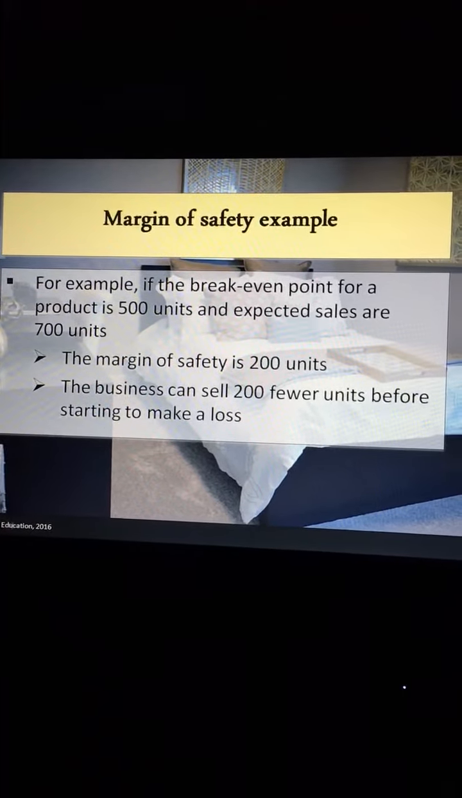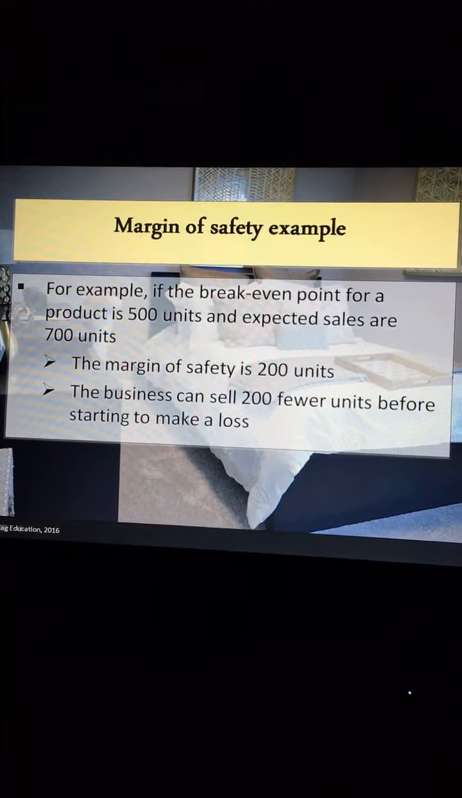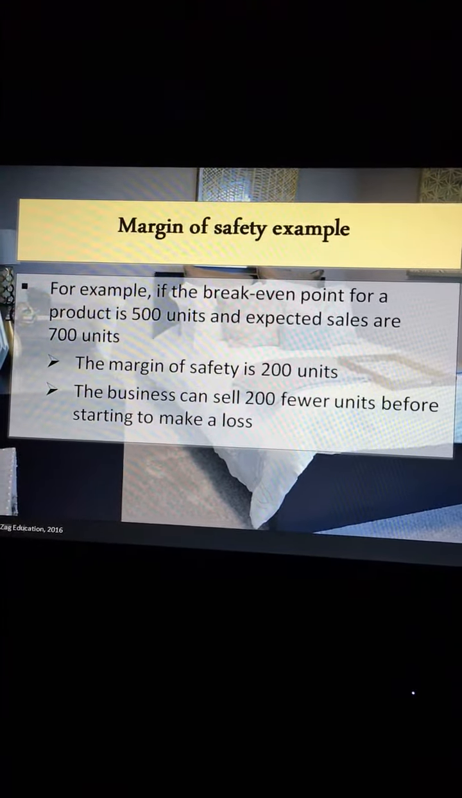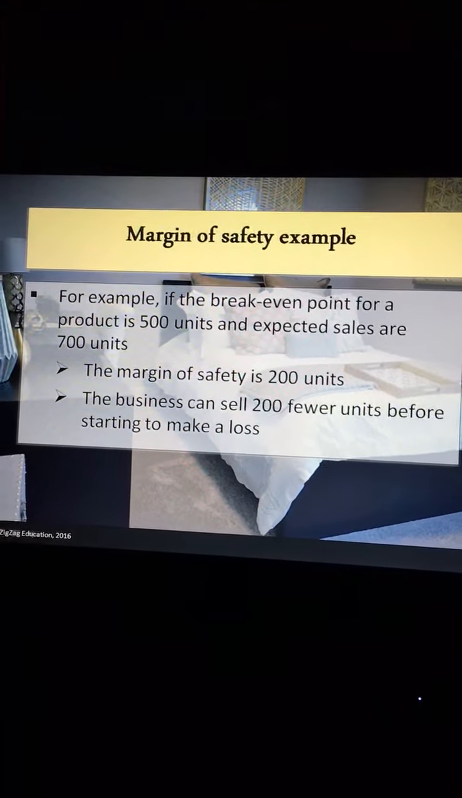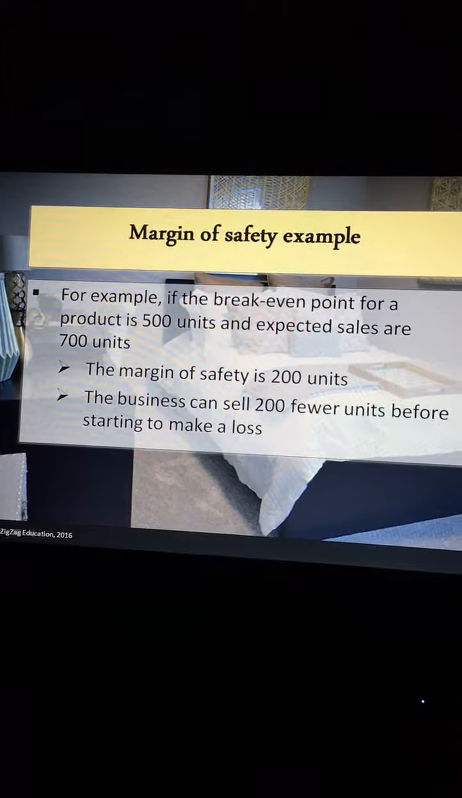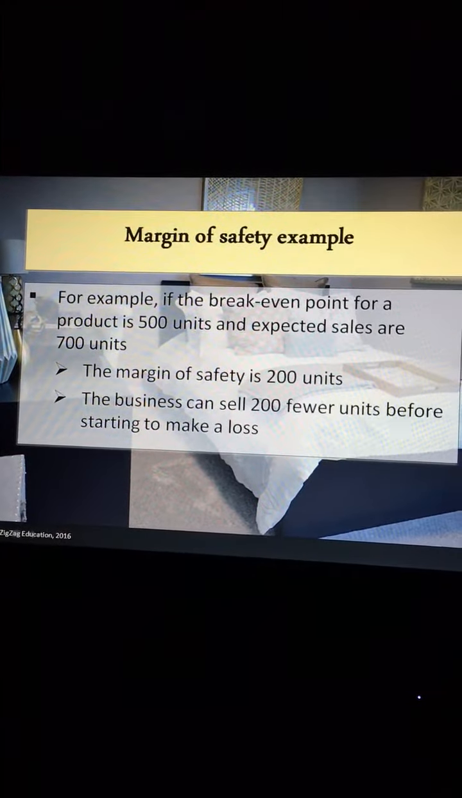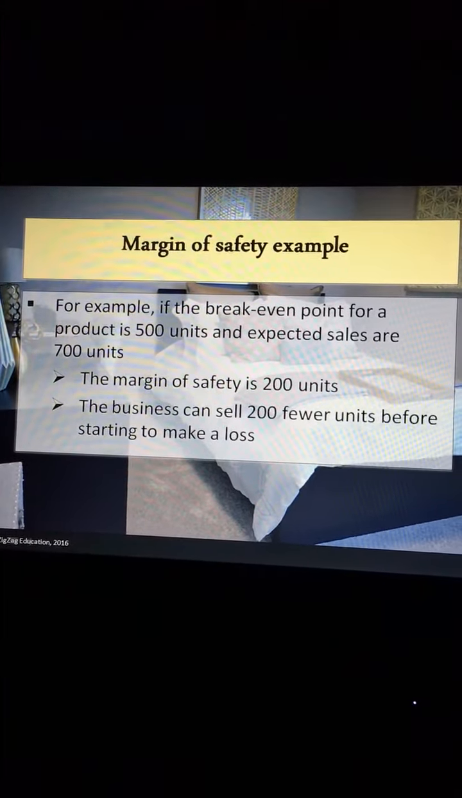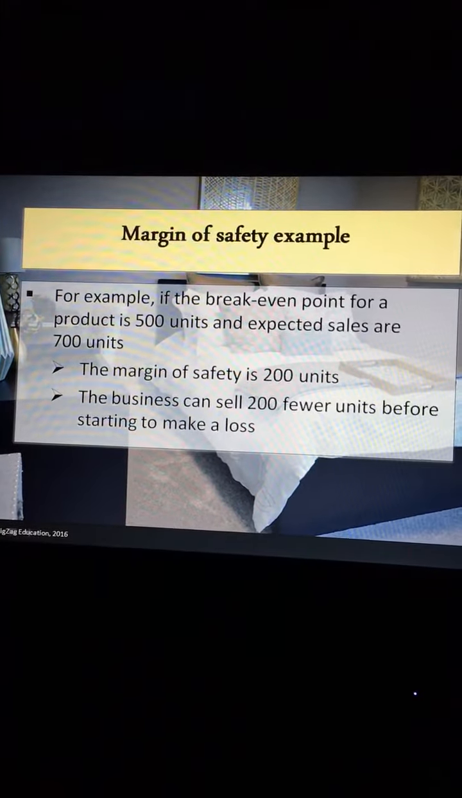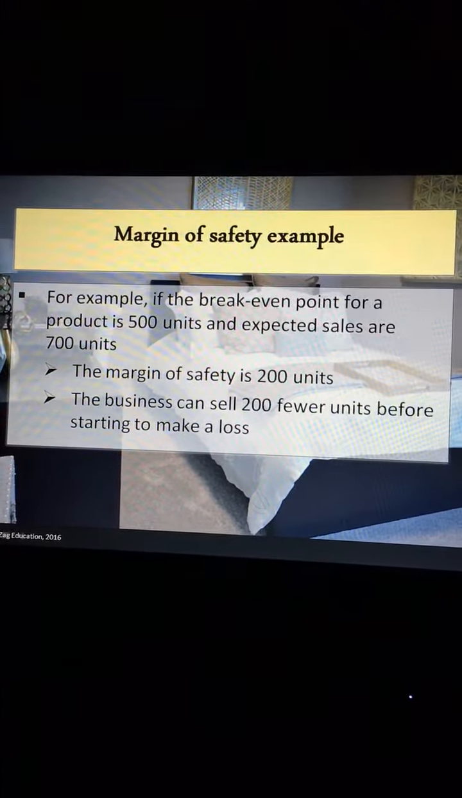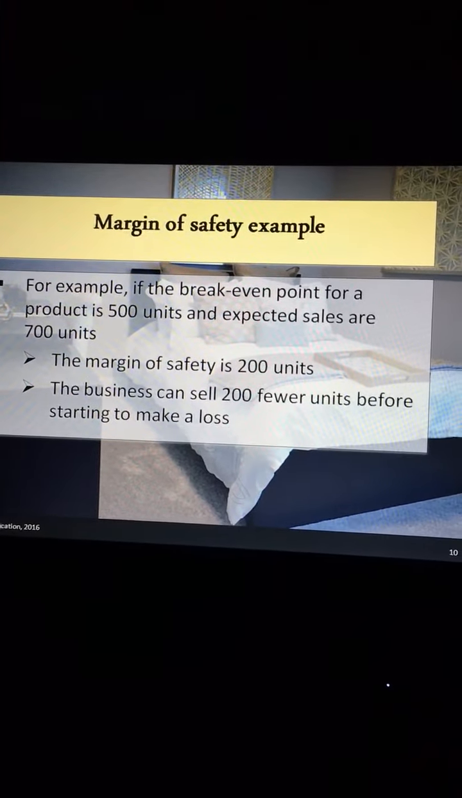So another example there, if the break-even point for a product is 500 units and your expected sales are 700 units, then 700 minus 500 gives you a safety margin of 200. So the business can afford to sell 200 fewer units of furniture before it starts making a loss. So the greater the margin of safety, the safer you are.